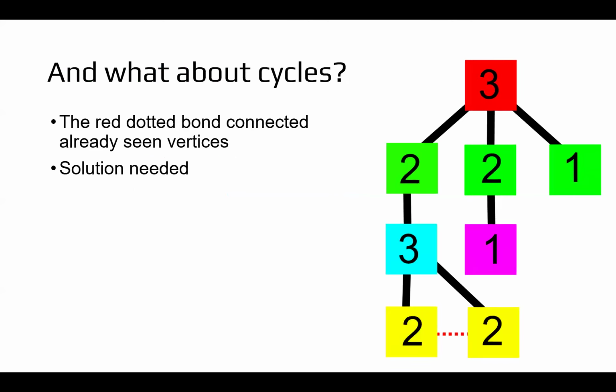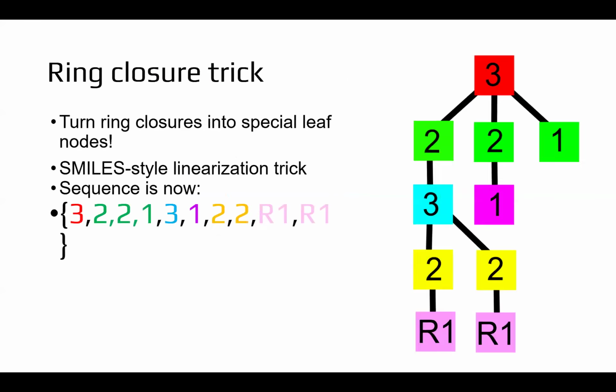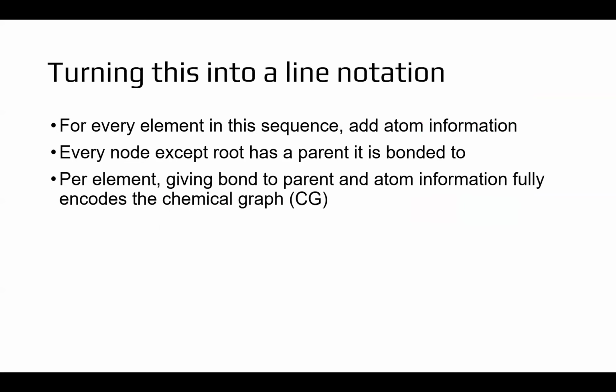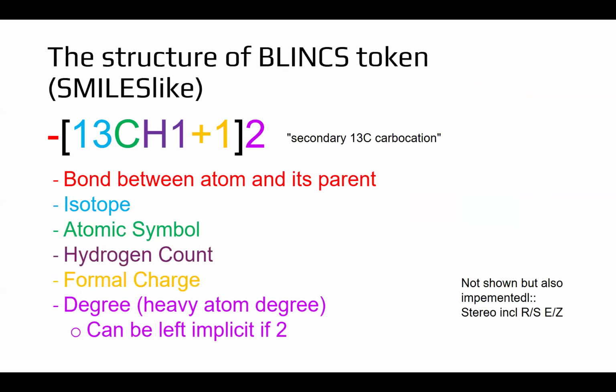Now, this is not possible for when we have cycles, so we use the same trick as is used in smiles, so we just add ring opening and ring closure operations. Now, all we need to do is add chemical tokens in there, and now we have a line notation. So we use smiles like way to do it. You can see it here. It has the same bracket notation. Only difference is that the bond here always is the bond to the parent, and the number behind is the degree of that specific atom.